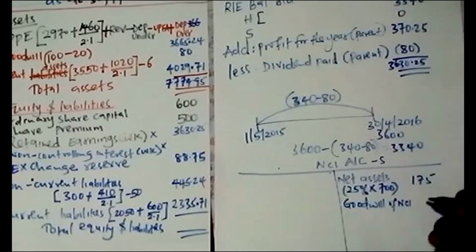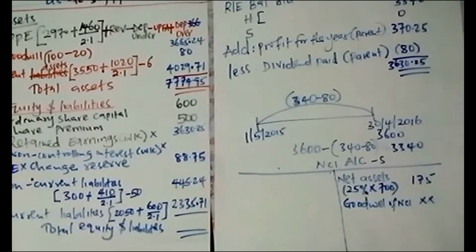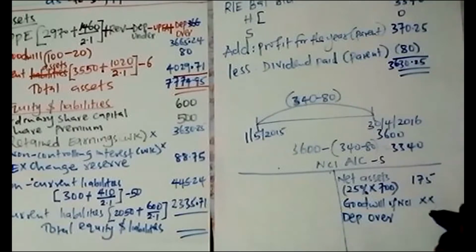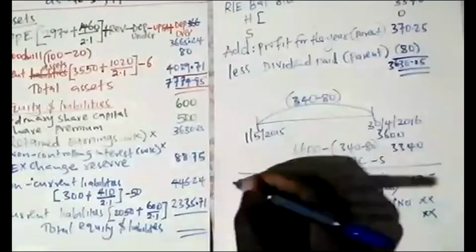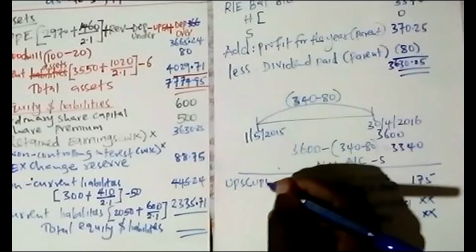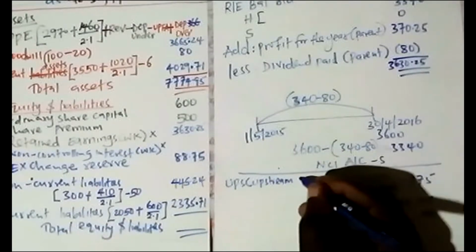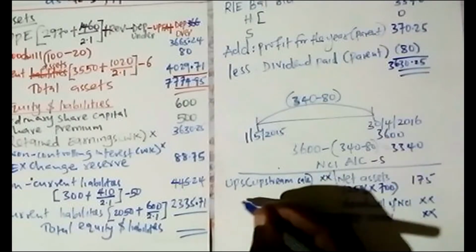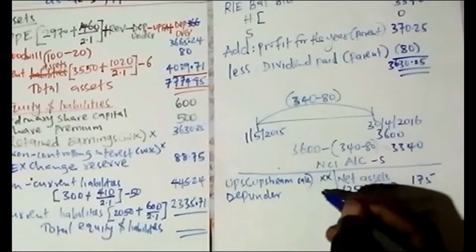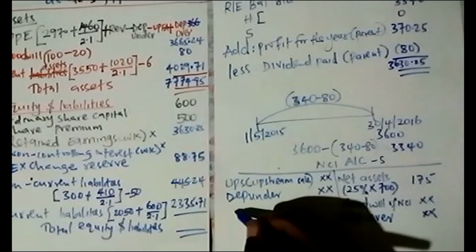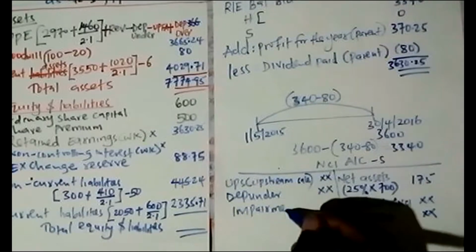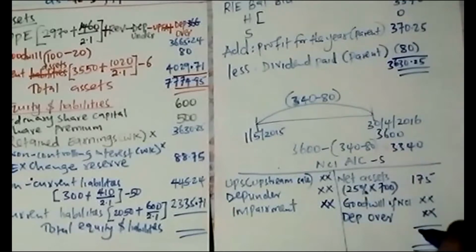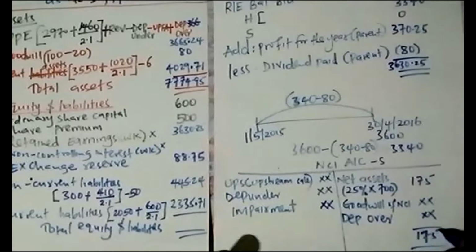Then you take goodwill, but the goodwill of NCI. We could have used the full method, but we use the partial, so there's nothing going to the NCI concerning goodwill. Then depreciation overcharge: there was no overcharge because there was no sale of fixed assets. Then unrealised profit: if there is an upstream sale. I think we said it was downstream because it's HU that sold. Then depreciation undercharge: there was no undercharge because there was no revaluation. Finally, impairment: for it to be applicable here, we must have used the full method. We use the partial, so my balancing figure remains 175.